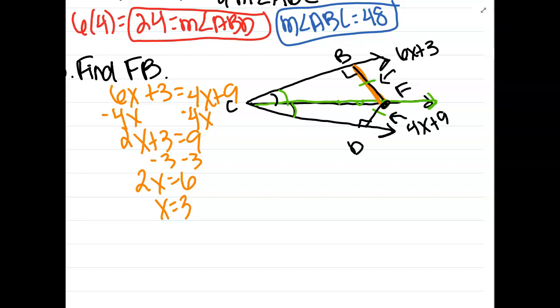They don't ask me what x is. They ask me what FB is. How are you going to find out what FB is? Plug it in right here. 6 times 3 plus 3, which is 18 plus 3, which is 21.